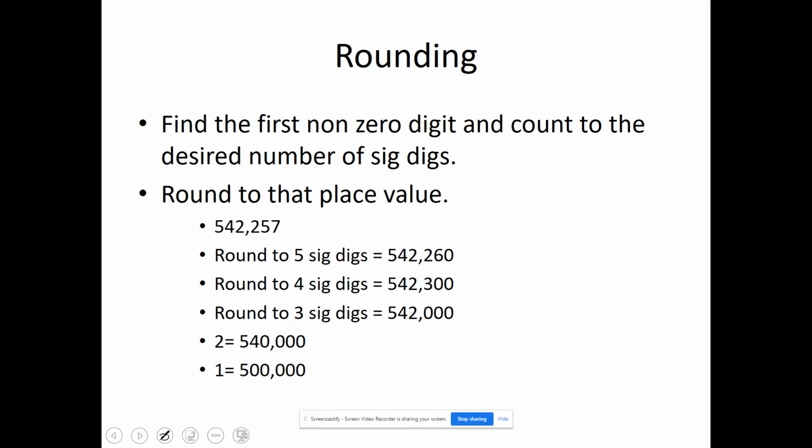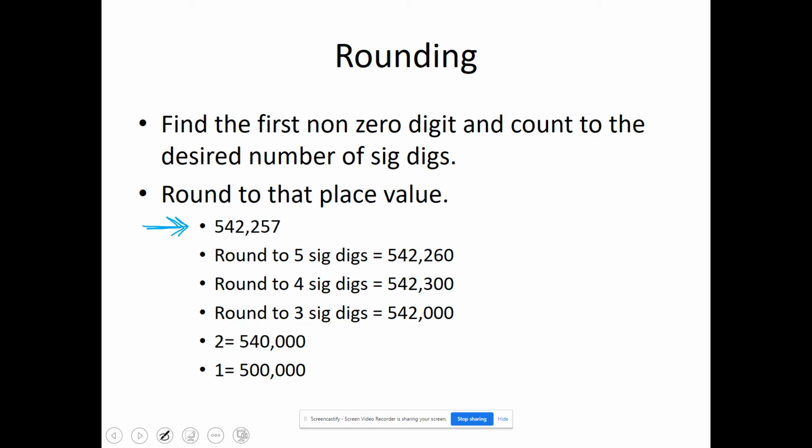That's, I guess, the first thing. These are just the rules. So find the first non-zero digit and count to however many sig digs you need, and then round. If you have starting zeros, you don't want to count that as sig digs. So that's basically what the rules are saying. So here is our number, and we're just going to go through and round it to 5, 4, and 3 sig digs. And then it has 2 and 1.